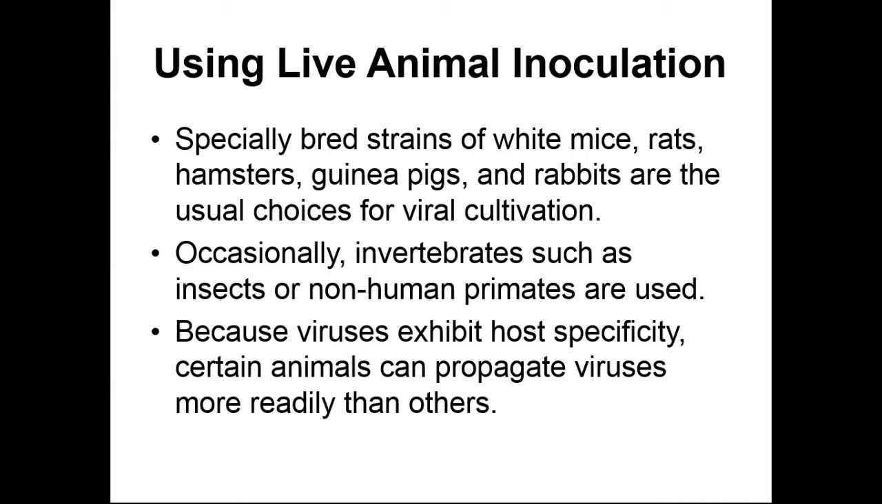These viruses exhibit very notable host specificity to certain animals, and because of that host specificity, certain animals are capable of better propagating the virus than other animals. In other words, some animal species are more susceptible to viral infection and can produce more virion particles than other animals, which are naturally more resistant to viral infection.